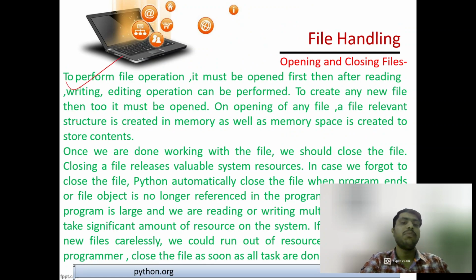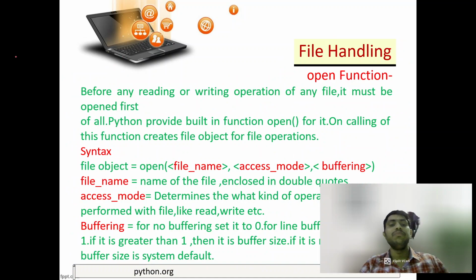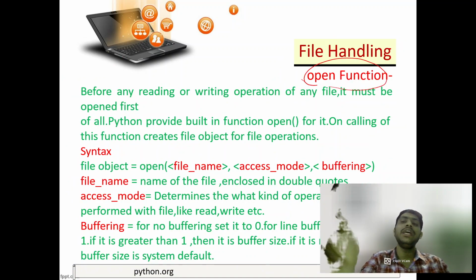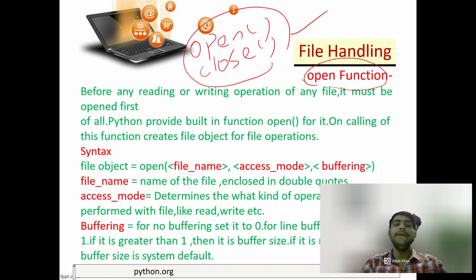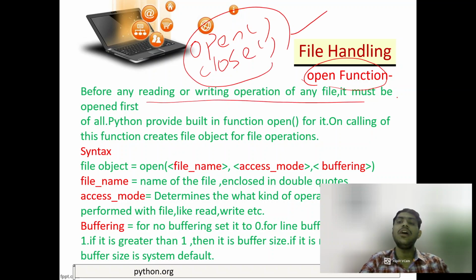So how you can perform the opening and closing, I will tell you. For opening the file, you need which function? Open function. For closing, you need close function. These two functions are needed. Before any reading or writing operation, the file must be opened first. Before you perform any type of operation on the file, the file should be open, and here is the syntax.